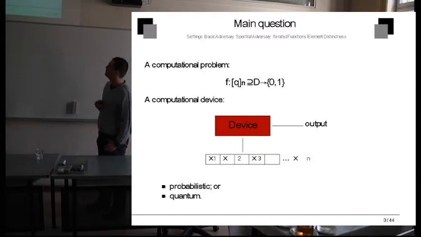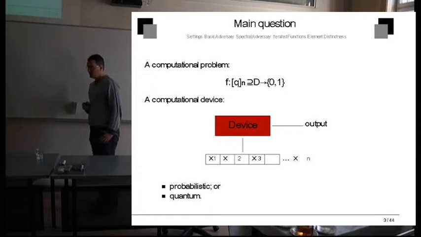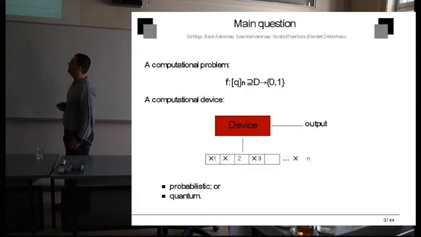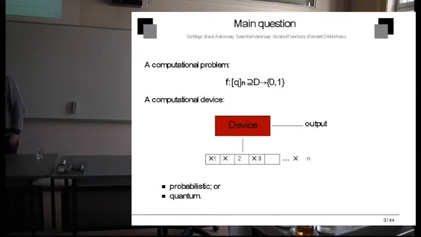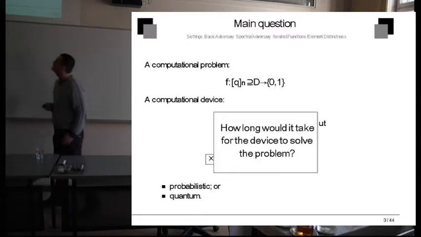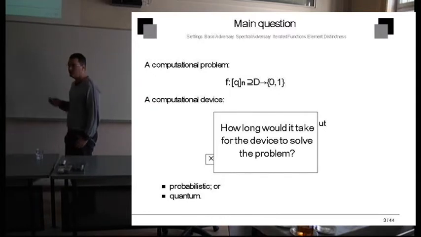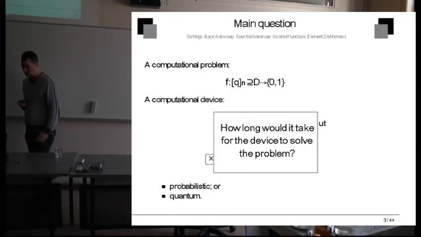And so we consider two main types of devices: either probabilistic ones, so ordinary computers that are additionally allowed to toss a coin, and also quantum ones, similar to what Einar described in his talk, using qubits and similar things. Okay, and the holy grail of most of computer science is the question: how long would it take for this device to actually solve this problem? So in our case, to compute the value of the function.